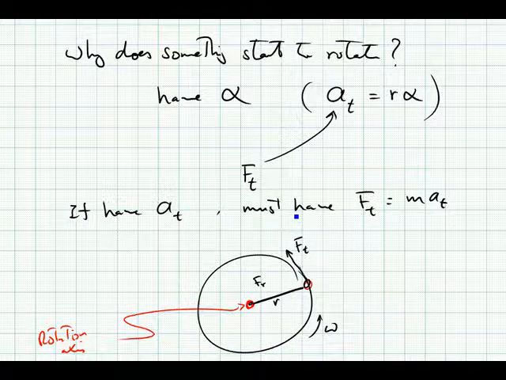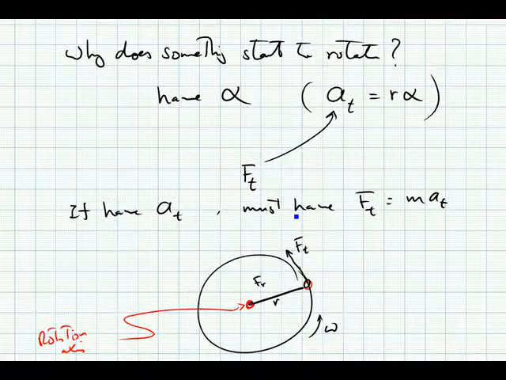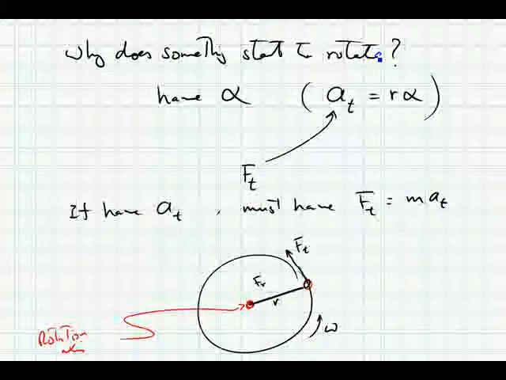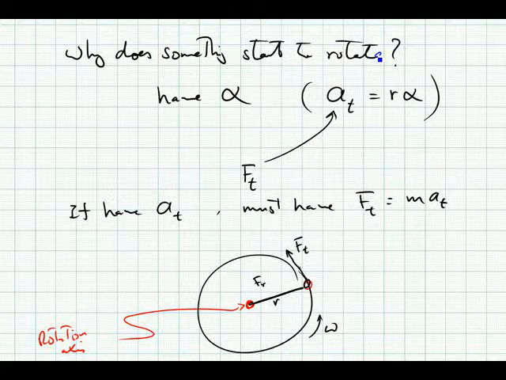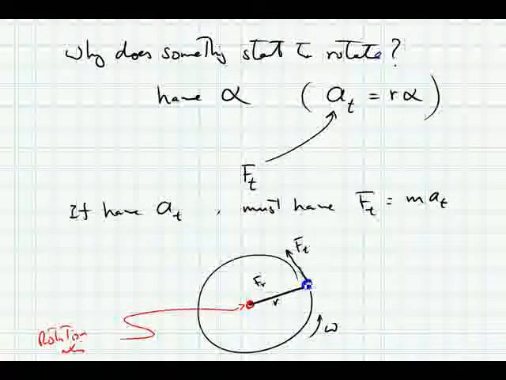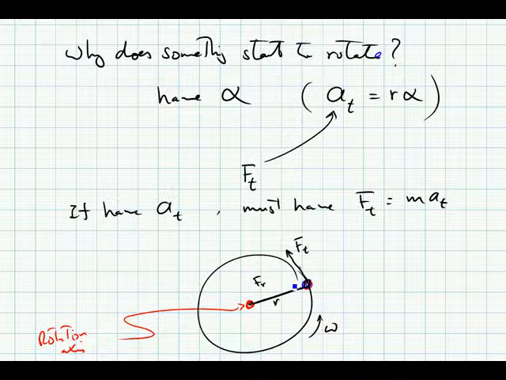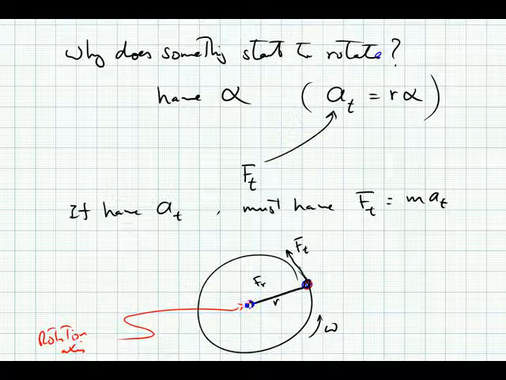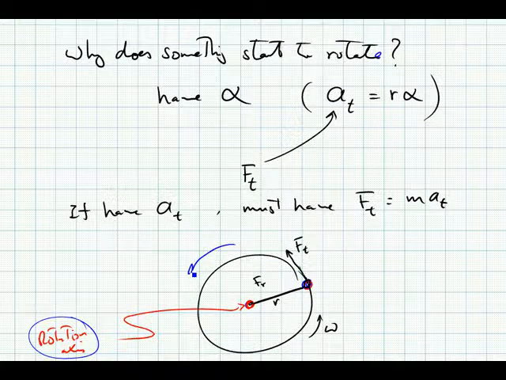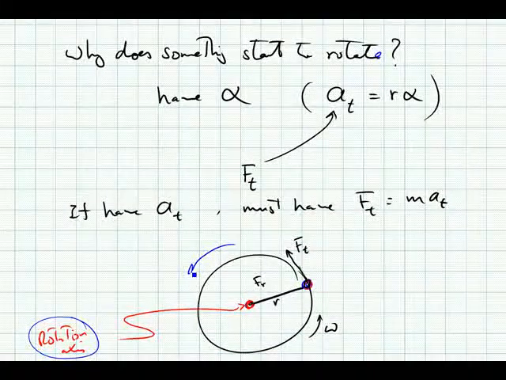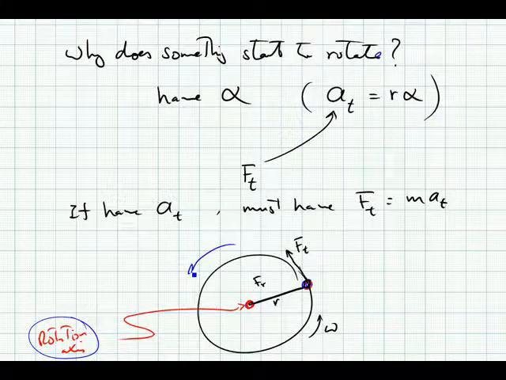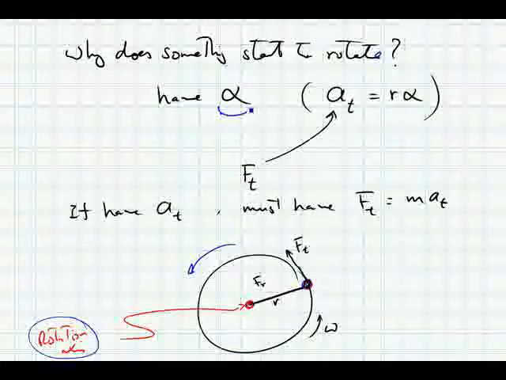Let us now ask ourselves, why does something start to rotate? I apologize for the not so neat handwriting, but anyhow, why does something start to rotate? Well, here, say we have an object which is rotating about this rotation axis. So our object is rotating counterclockwise, and for an object to start to rotate or change its rotation, we must have angular acceleration.